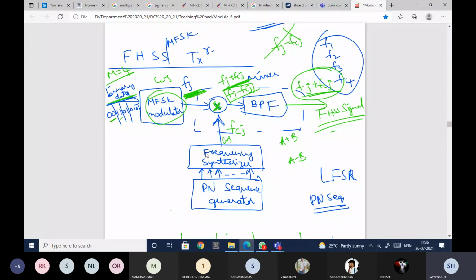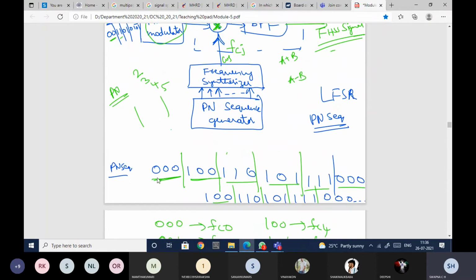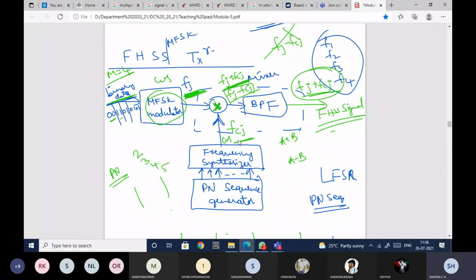How is this PN sequence given to the frequency synthesizer? Whatever PN sequence I am getting should be segmented first. It can be segmented into 2 bits, 3 bits, 4 bits, 5 bits, like that. When you segment it, you need to assign a particular frequency to each segment. That frequency allocation of the segmented PN sequence is done in the frequency synthesizer. The output of that I'm taking as Fcj. Fcj is nothing but the frequency of the segmented PN sequence, and that is given to the modulator.